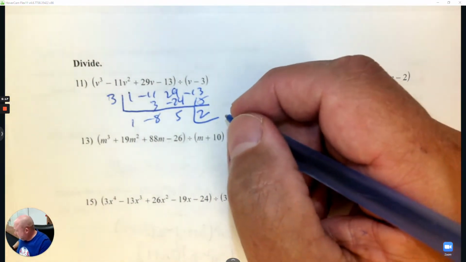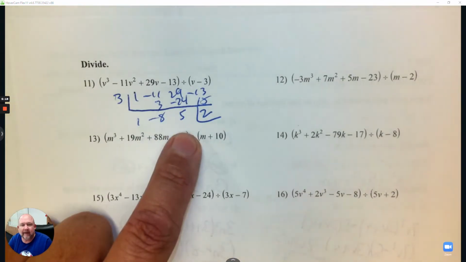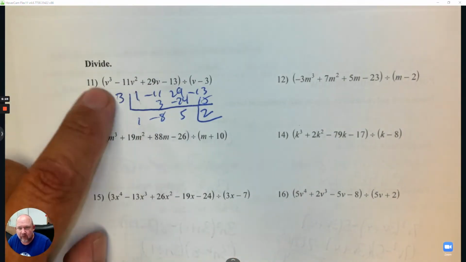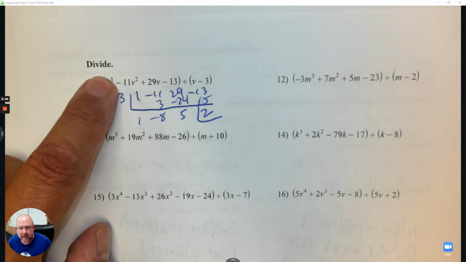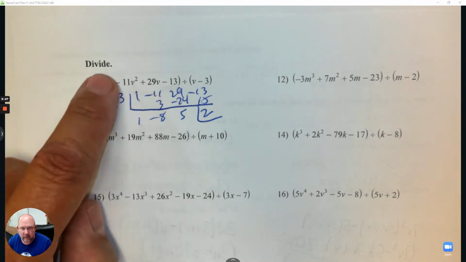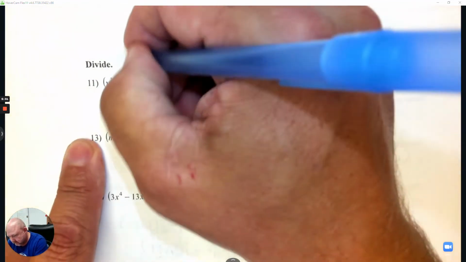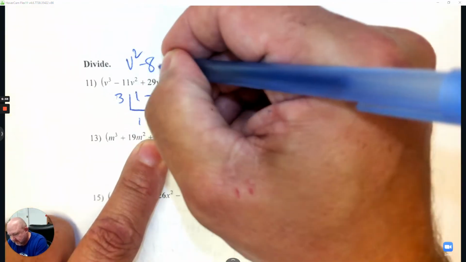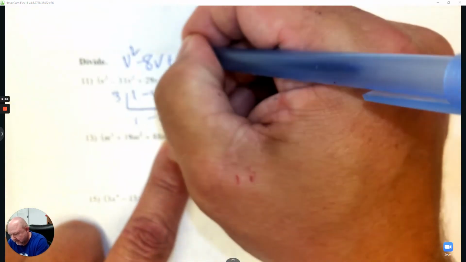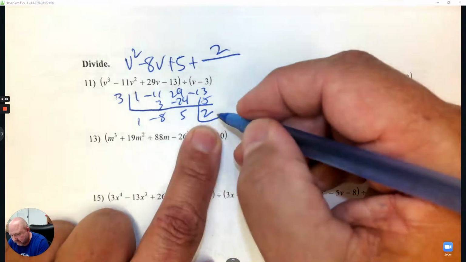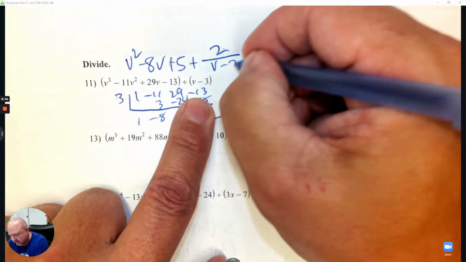Make sure I did it right. And then once you do that, I'm going to write the answer above here. Because it's a 3, the degree, our answer is going to start with 1 degree less, so it's going to be a 2. So it's going to be 1v squared, then minus 8v, then plus 5, and then positive 2 is the remainder. Draw a fraction. The 2 goes on top, and our divisor goes underneath.